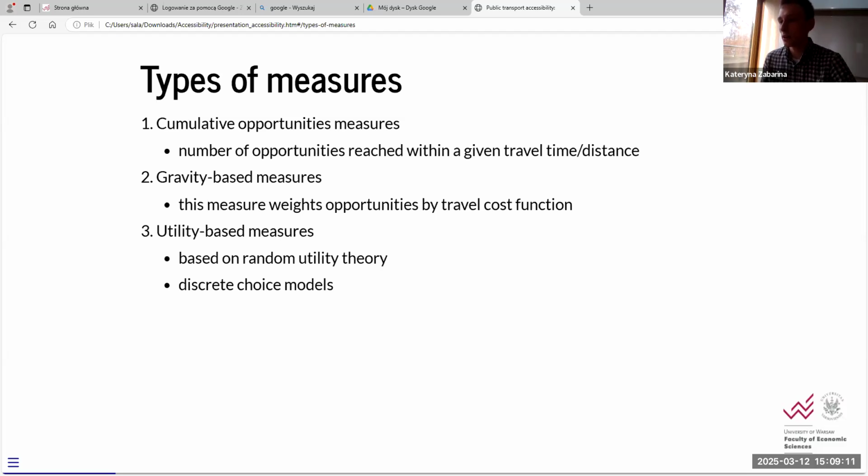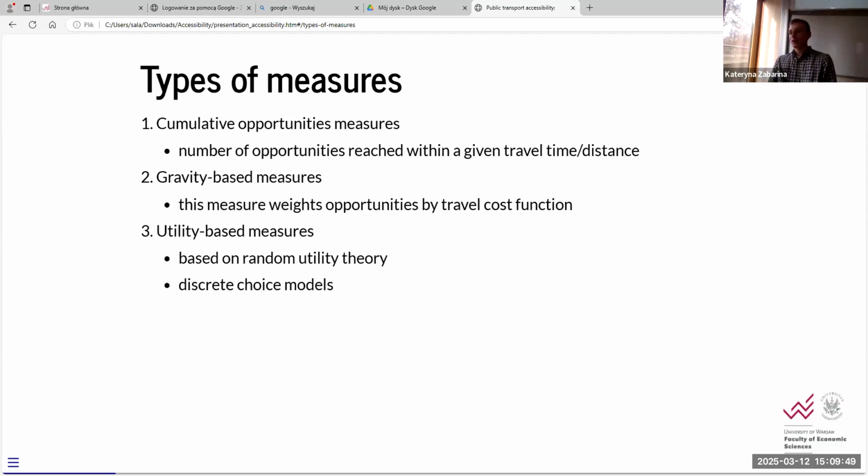The first one, cumulative opportunities measures, are the simplest one. They count number of opportunities reached within a given travel time or distance. So, for example, we are here at WNUW, and we want to count how many shops are in the radius of 15 minutes walk, or some very trendy topic today, the 15 minutes city. That's cumulative opportunities measures.